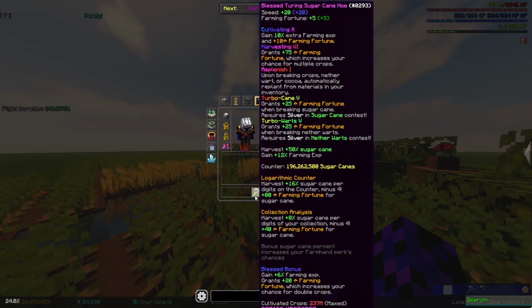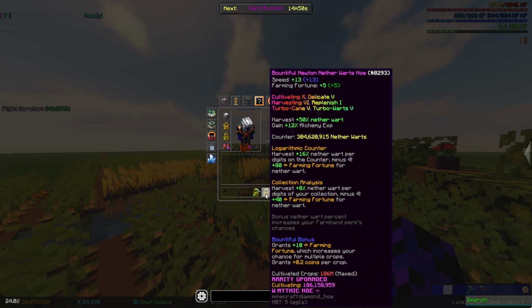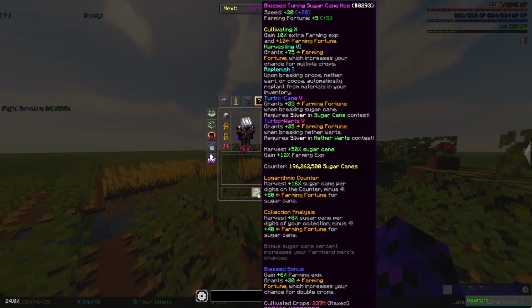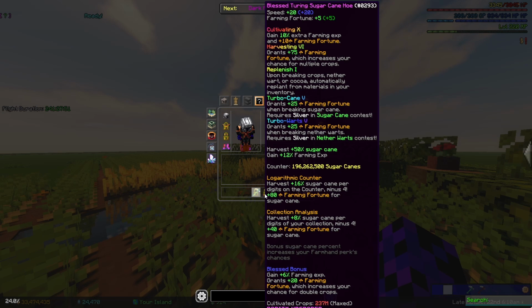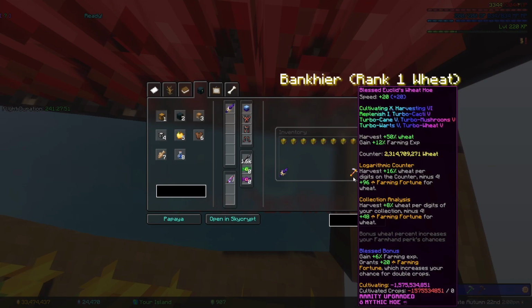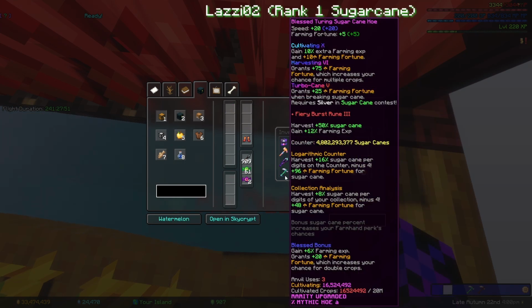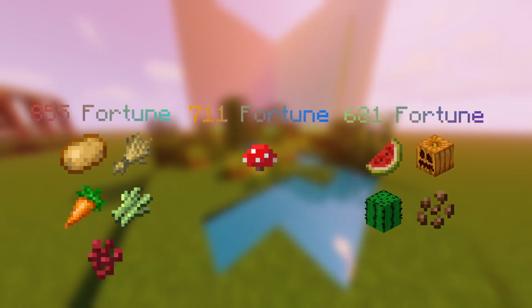Quaglet has 100 million counter and Cultivating 10 on all of his farming tools. These are very hard to get for most crops, and I'm not using 1 billion counter hoes, since most of them are generally very rare, and for some crops, 1 billion counter hoes only exist among the top players. The final assumption that we'll be making is that Quaglet has the highest possible farming fortunes for every crop.